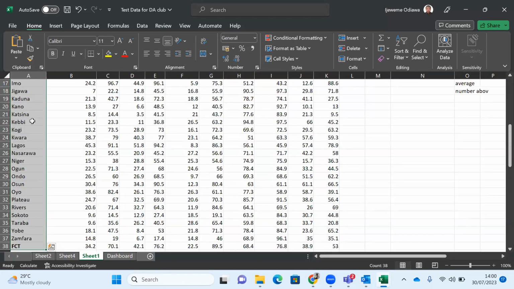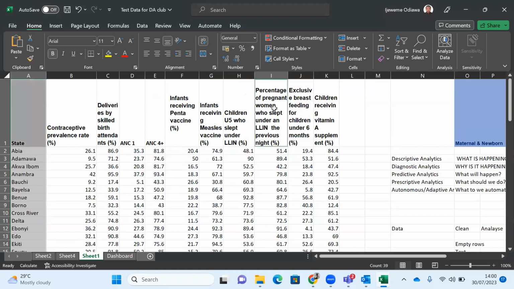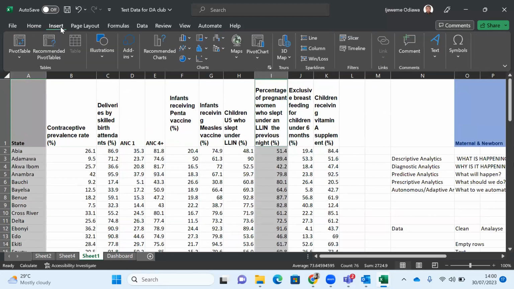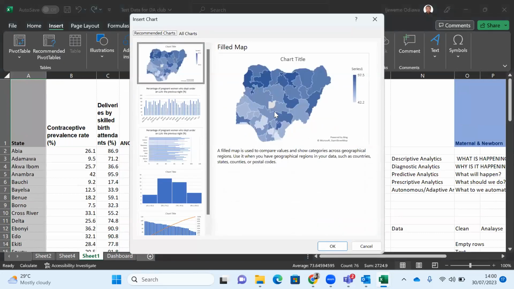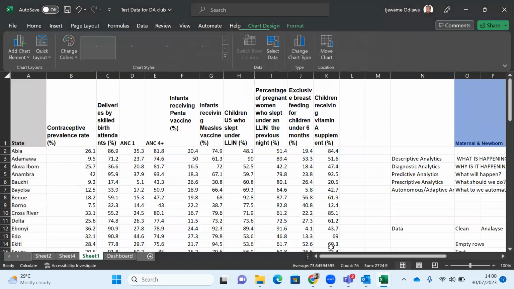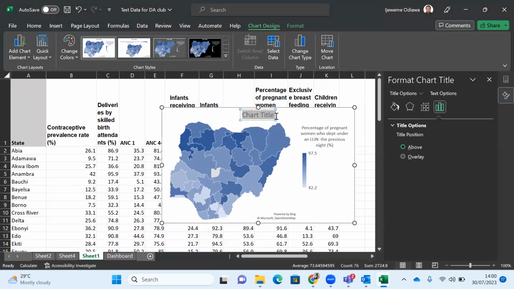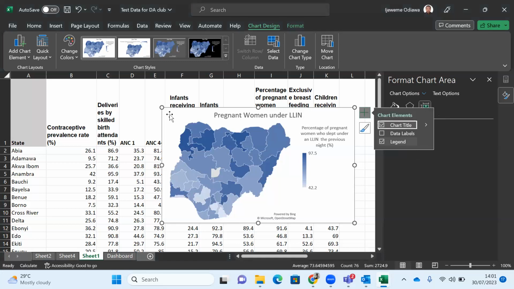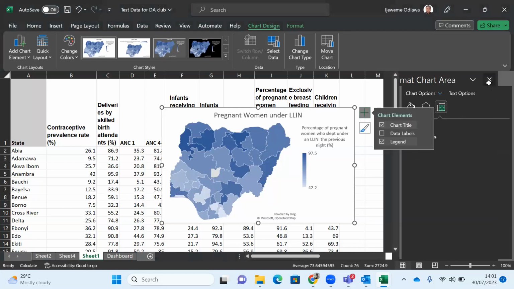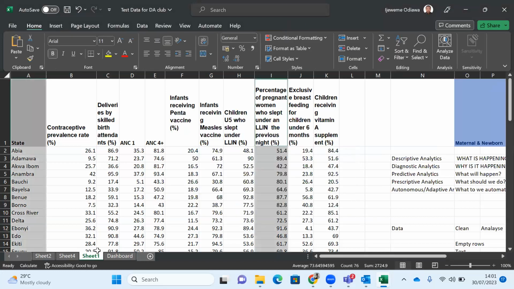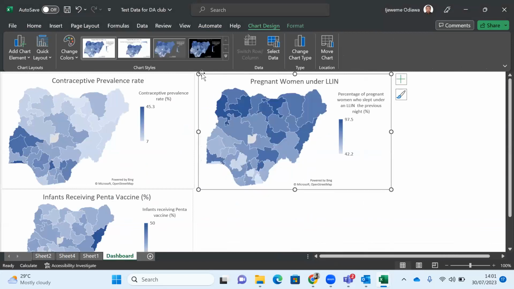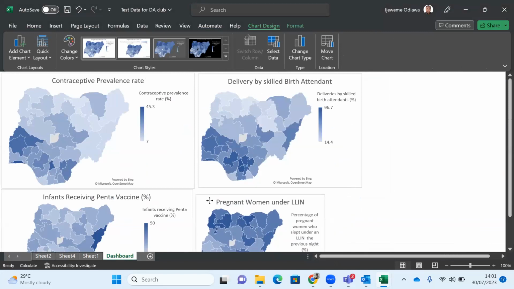Pick each state, Control Shift down. We come here, Control this, Control Shift down. This is for pregnant women. We'll find our charts and we pick it. And we rename the charts: pregnant women under insecticide nets. They call it LLIN, and that's long-lasting insecticide nets. Ideally, the insecticide on the net is supposed to last for a long time, and this is the reason why they usually share it free for people. Many of us might have one in our house, but we never use it.